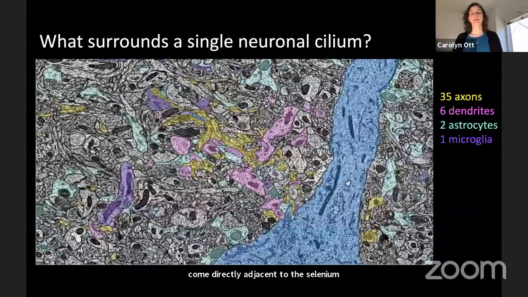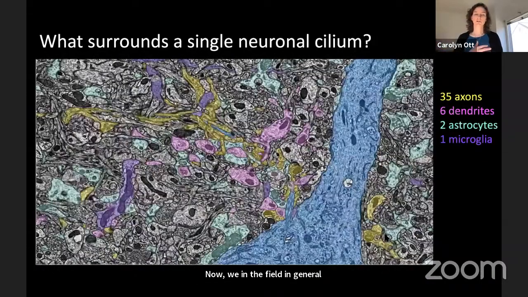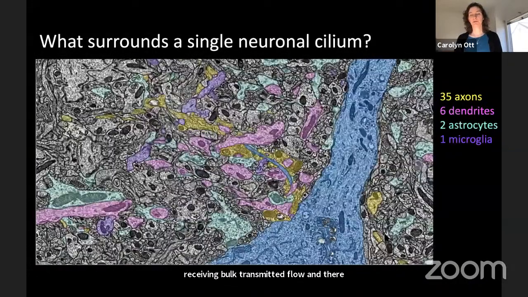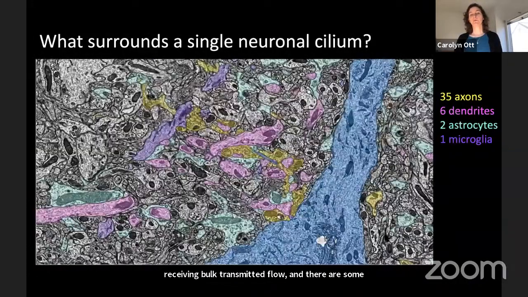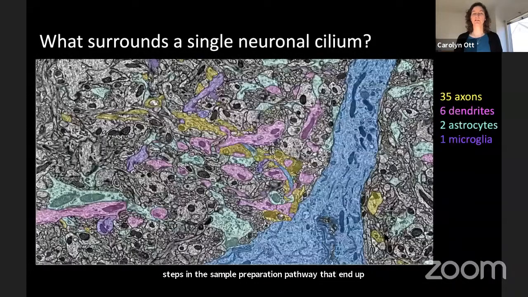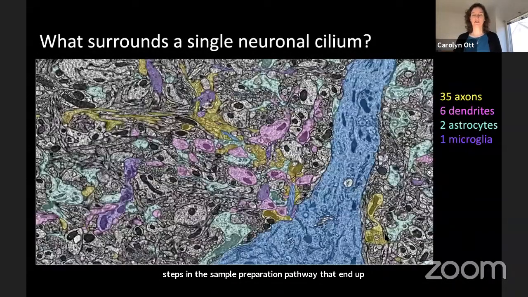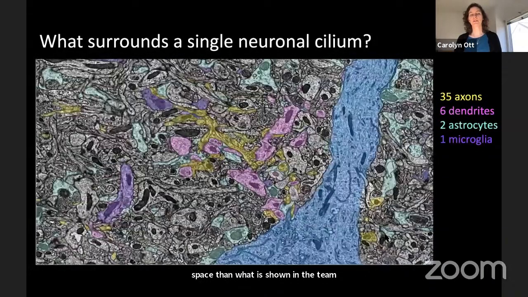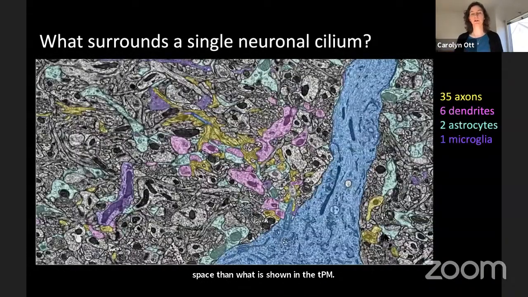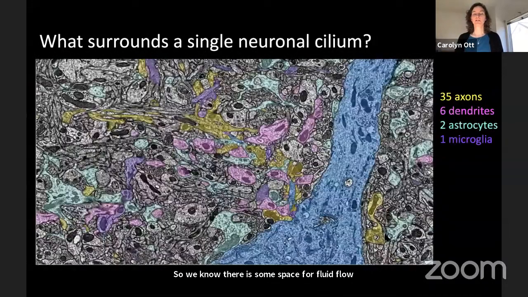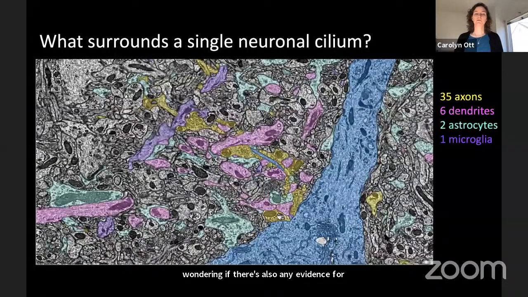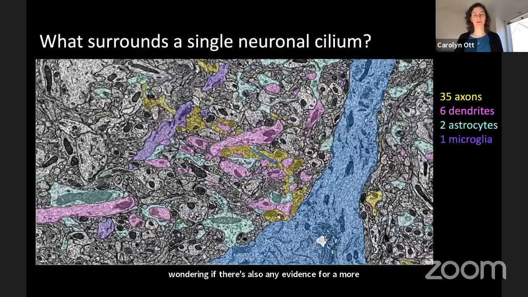Now, we in the field in general think of cilia as receiving bulk transmitted flow, and there are some steps in the sample preparation pathway that end up swelling the processes, so there is more extracellular space than what is shown in the TEM. So we know there is some space for fluid flow, but we're wondering if there's also any evidence for a more directed release of signal onto primary cilia.